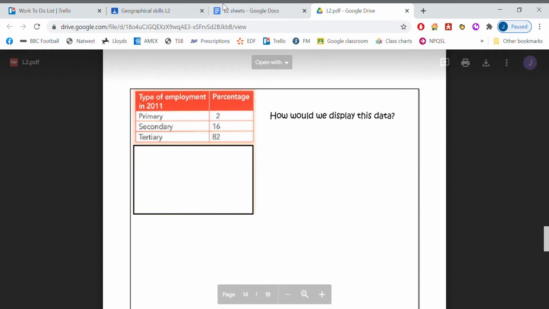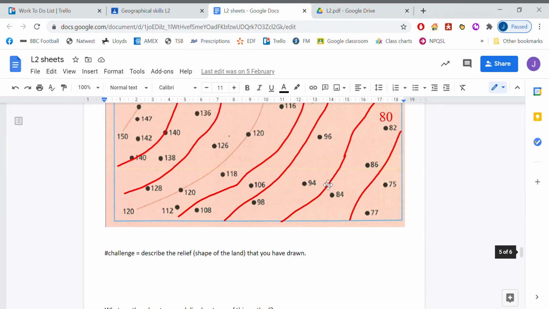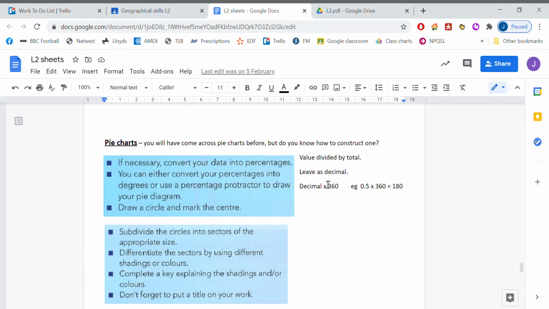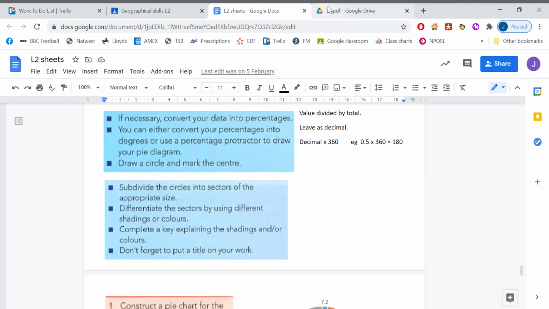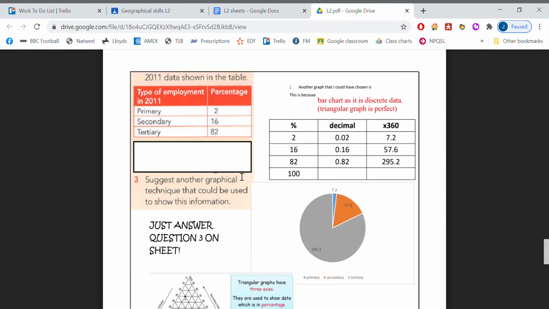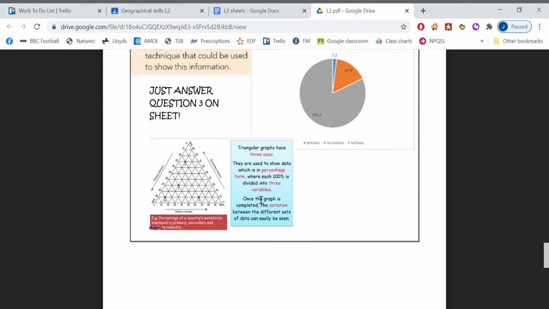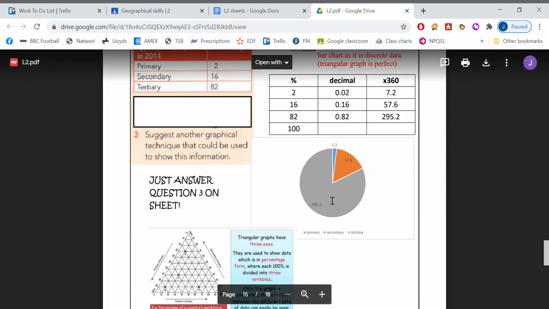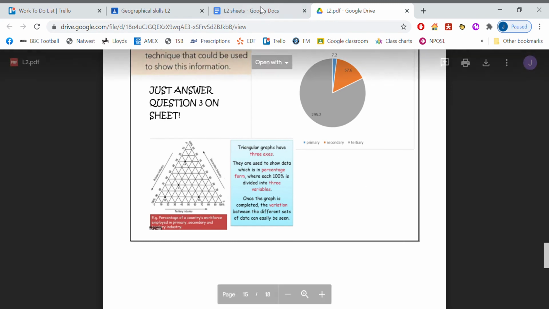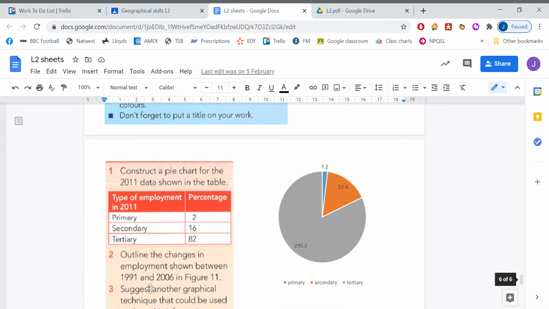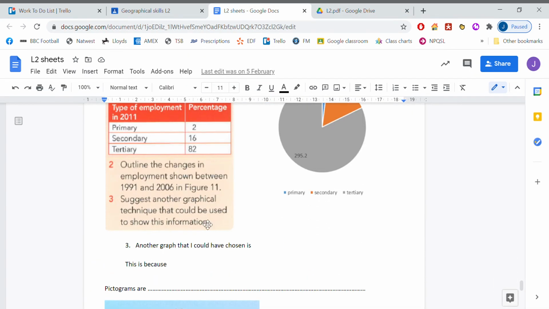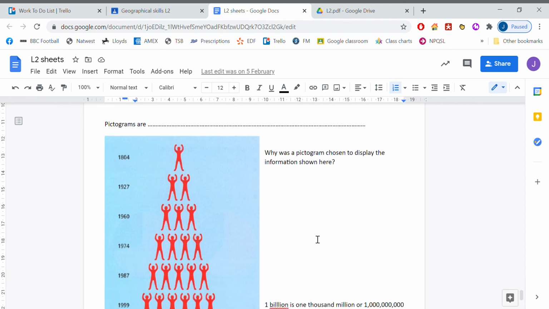And then we're going to move on after contours to pie charts. So we're thinking about how we display this data. We could show it in a triangular graph like this, but pie charts are quite simple and easy ways to present data. And there's a question on the sheet for you to answer, which is number 3 here. It's just another graphical technique and why that could be used.